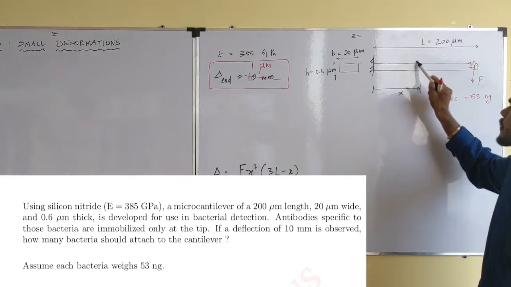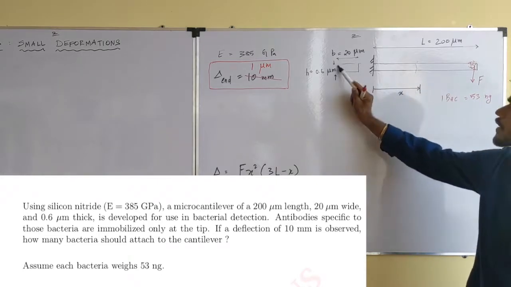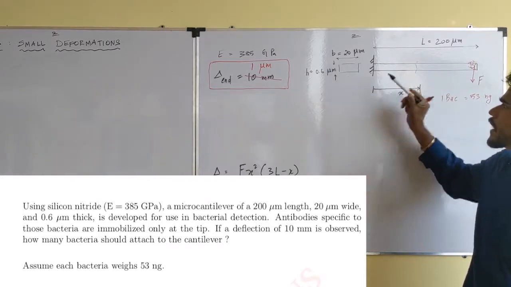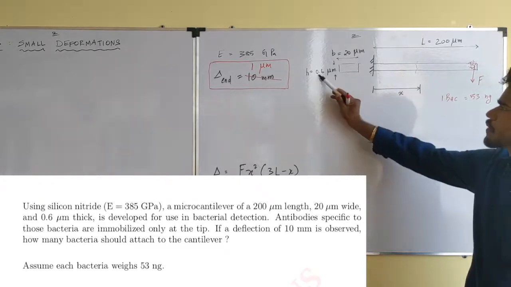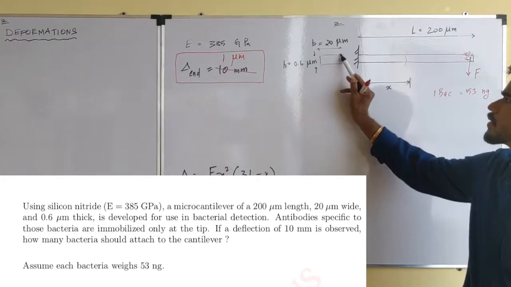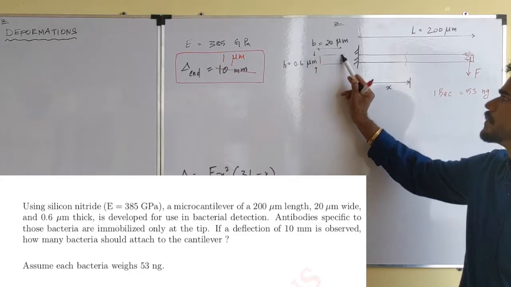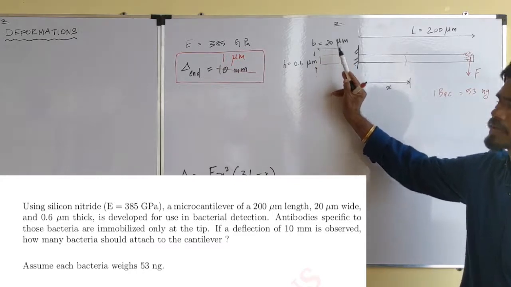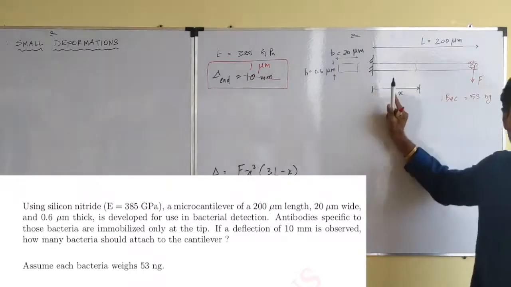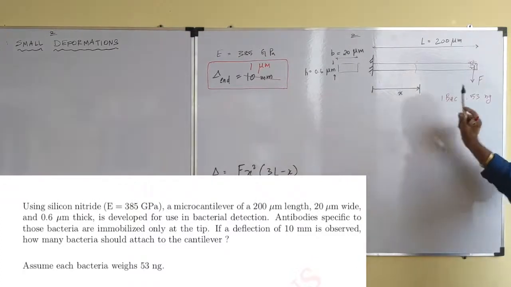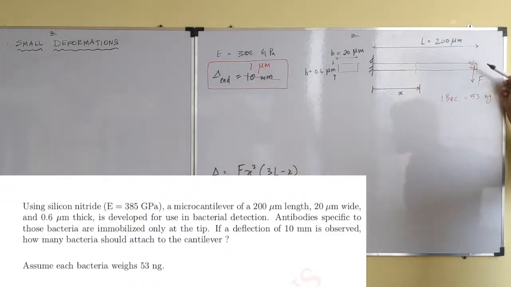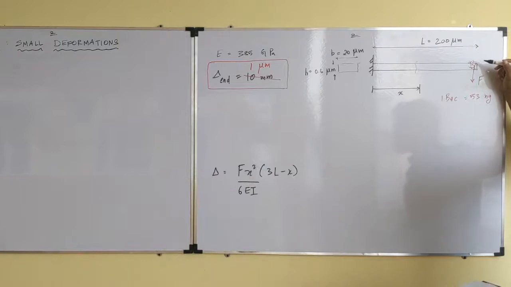If you were to take a particular cross section and look at it, the height of this beam is 0.6 micrometers. The width of this beam, B, is equal to 20 micrometers. Such a micro-cantilever beam is used to detect bacteria. Antibodies, essentially substances that will stick to certain proteins on the surface of the bacteria, are all there at this end.